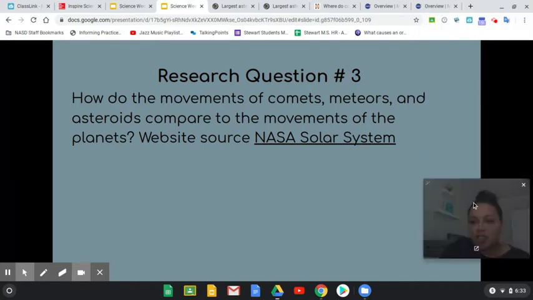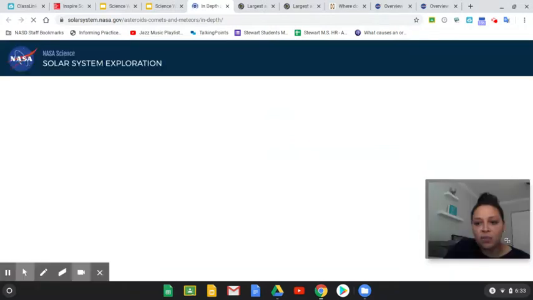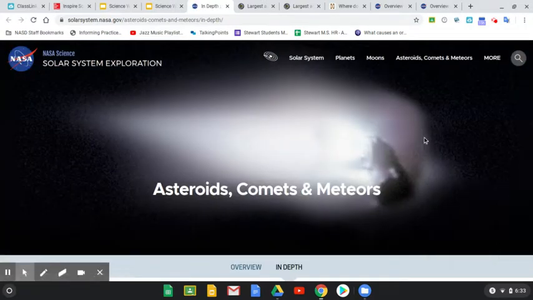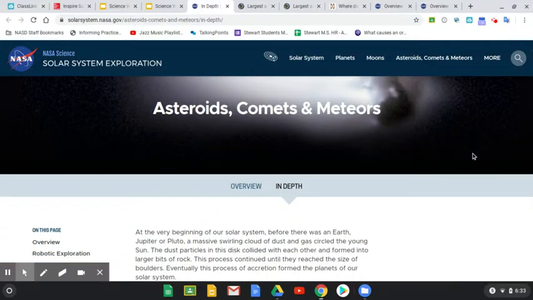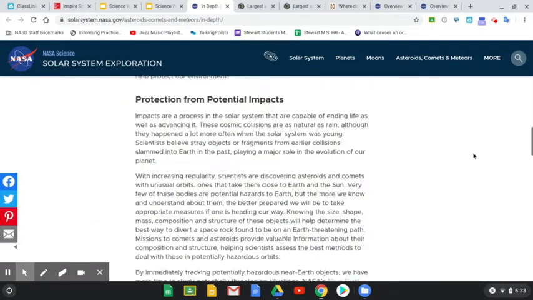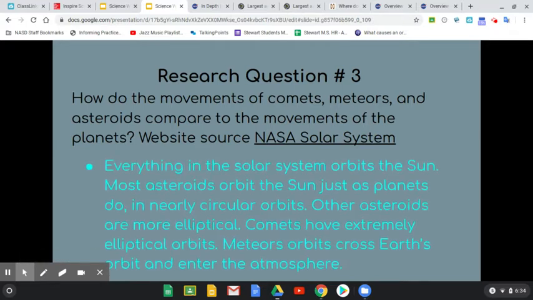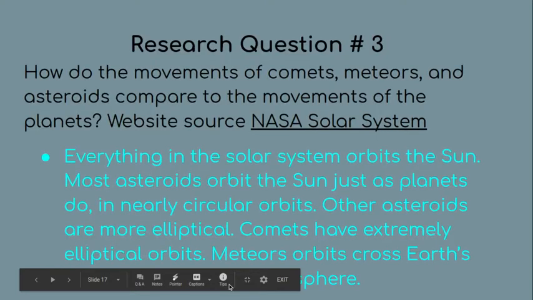For this question, I found my answer on NASA's website, the solar system. I thought this was a great website, and it had a lot of information, so you can check it out on your own time. After reading through, I was able to summarize and find my answer. How do the movements of comets, meteors, and asteroids compare to the movements of the planets? Here is my answer that I summarized through my research.